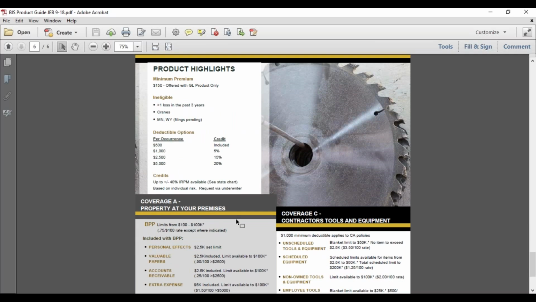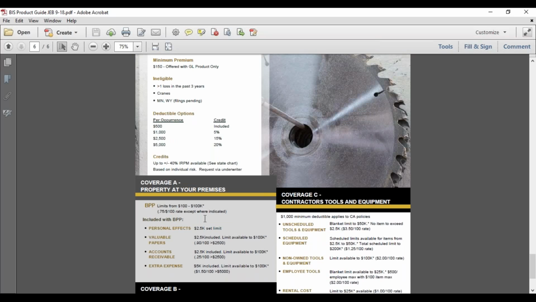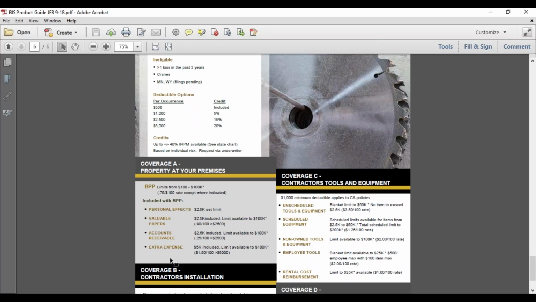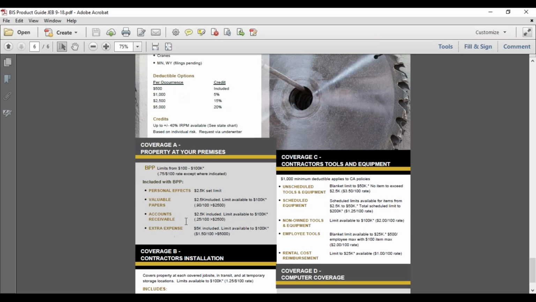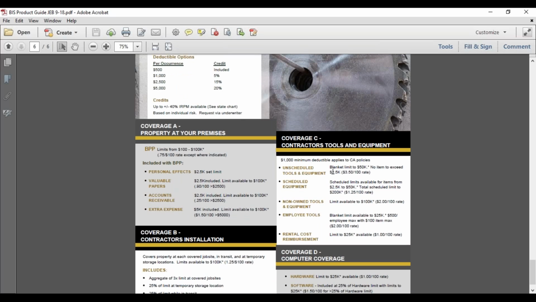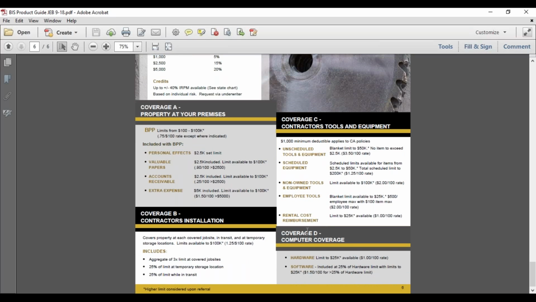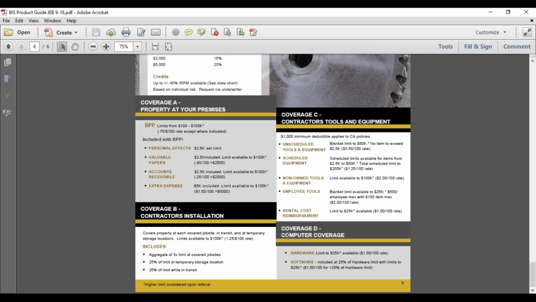So we offer some property at your premises, so BPP limits, and we throw in a couple of other coverages, for example, personal property, valuable papers, and all that. We have some contractors' tools and equipment, so unscheduled, scheduled, non-owned employee tools, rental cost reimbursement. We offer some contractors' installation coverage and computer coverage. So that's pretty much from a coverage standpoint.